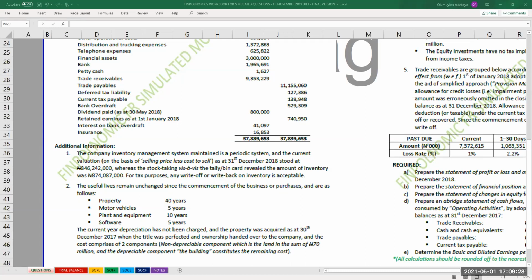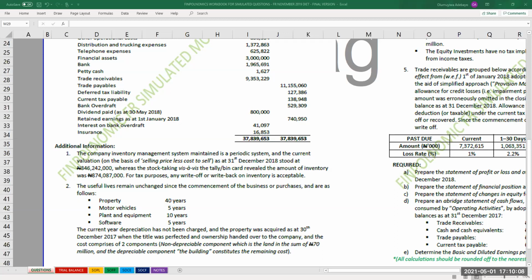37,839,653. So additional information. The company inventory management system maintained is a periodic system, and the current valuation on the basis of selling price less cost to sale as at 31st December 2018 stood at 846,242,000 naira, whereas the stock taken vis-a-vis the tally bin card reviewed the amount of inventory to be 874,086,000. For tax purposes, any write-off or write-back on inventory is acceptable.